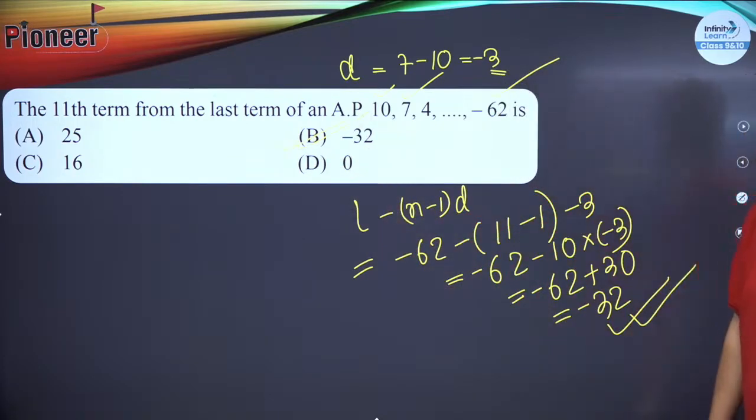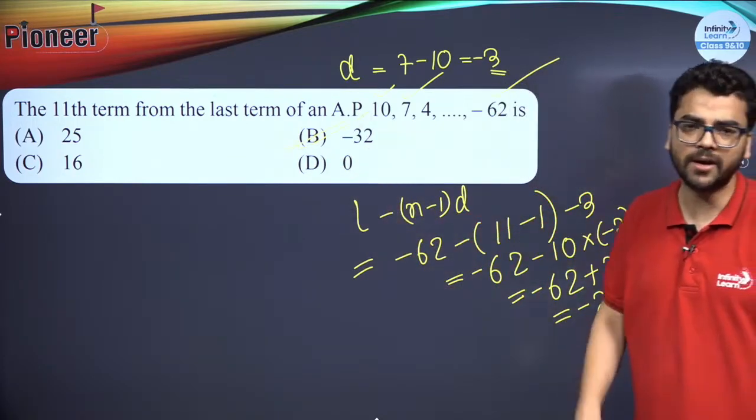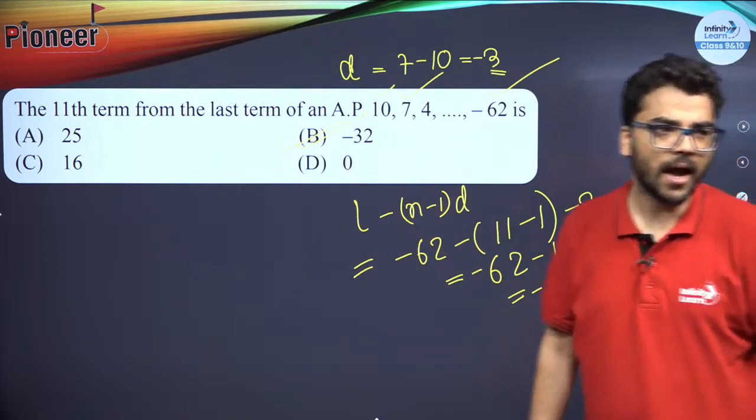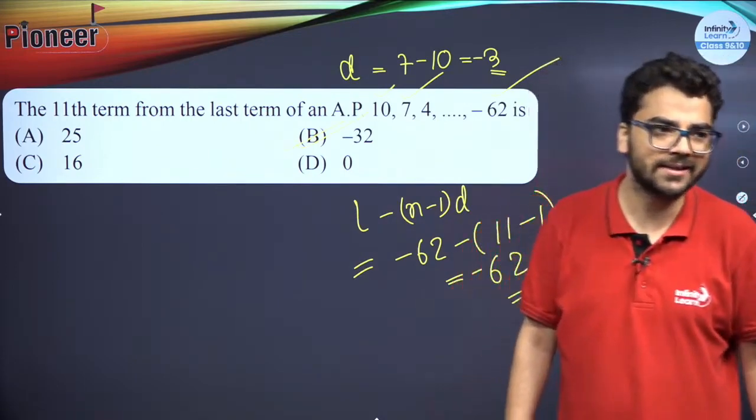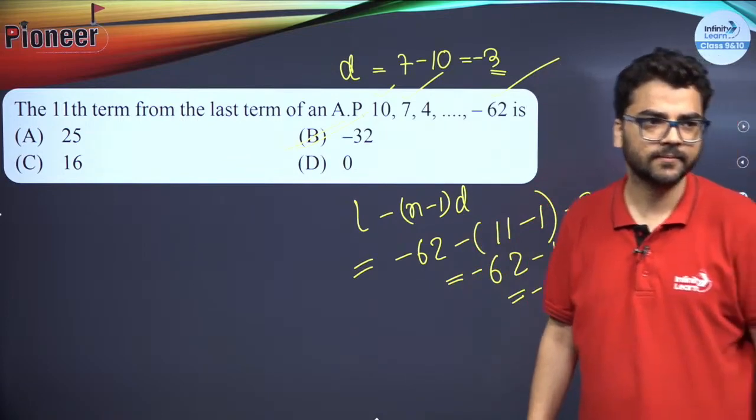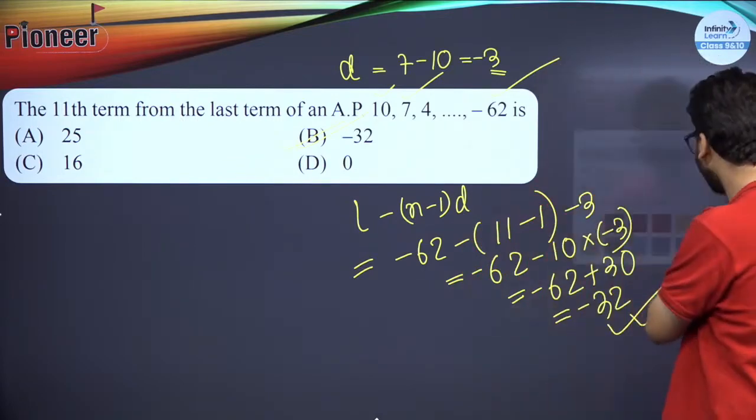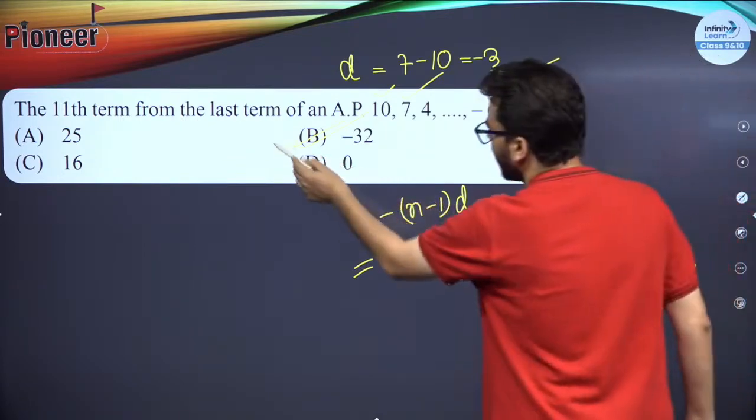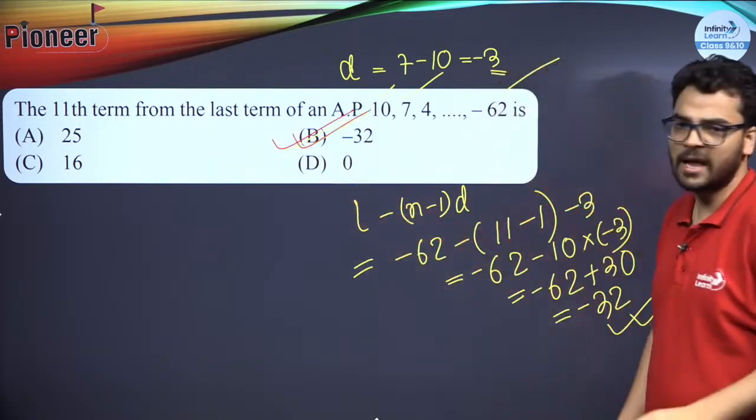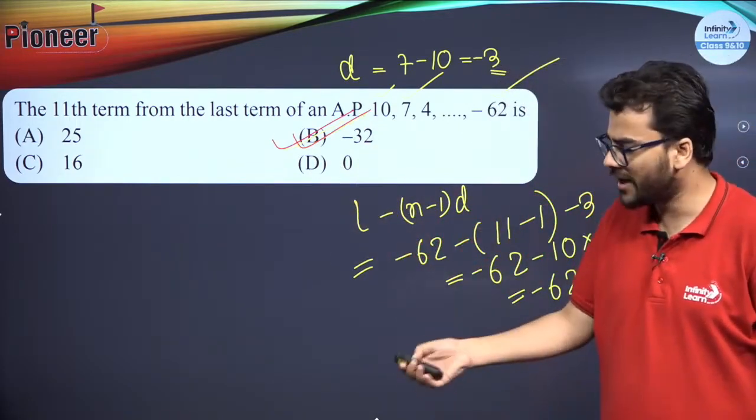Is it clear to every student over here? Very good. Everybody got the same answer. I hope this is clear to every student in this session. Okay, it might not be visible to you. So this is minus 32, right? I hope it is clear. So let's move on to the next one.